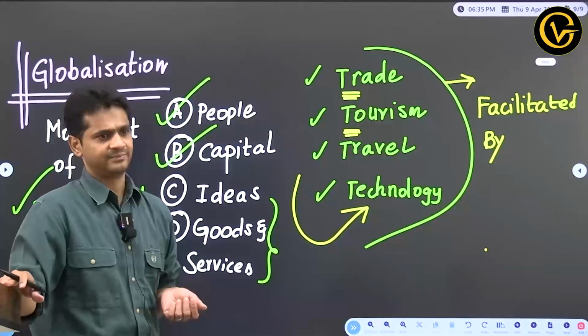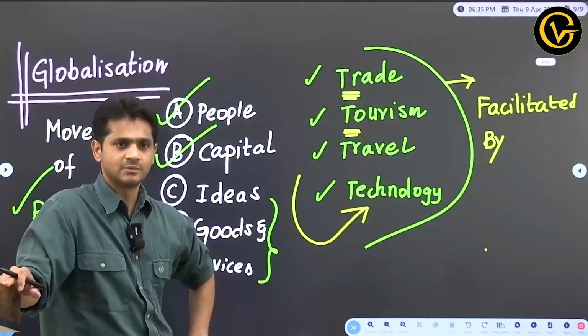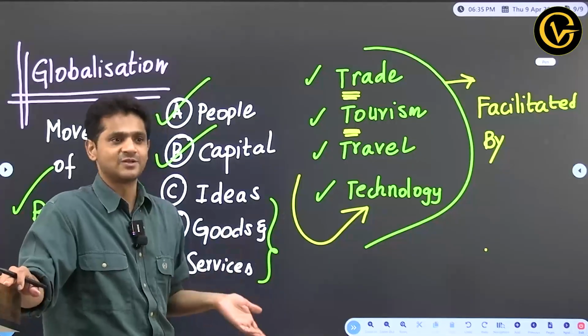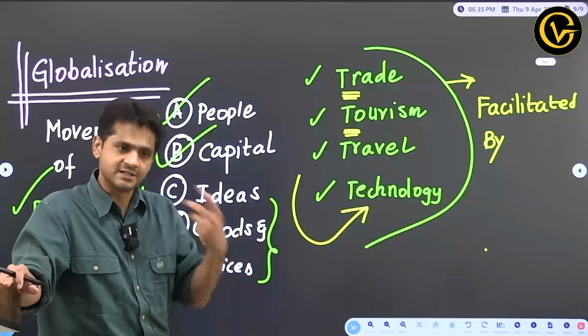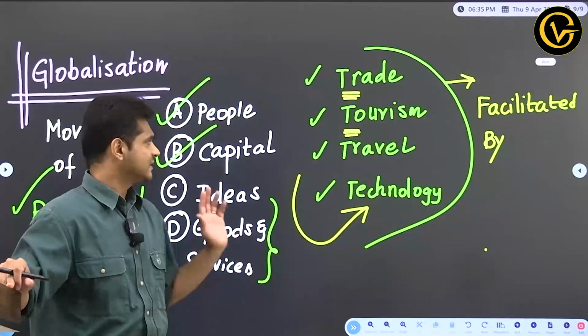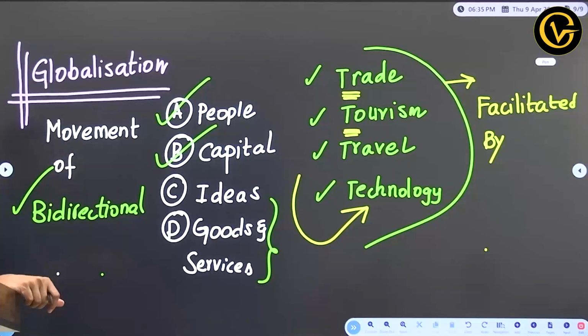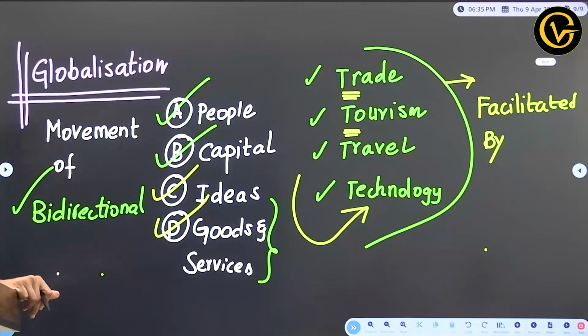Let's say internet, isn't it? These days we often place orders of some goods and services from other countries also, right? Technology, like this, different types of technology, not just digital technology. Technology also favors globalization. So this is globalization. Globalization is nothing but movement, bidirectional movement of people, capital, ideas, goods and services. What factors facilitate globalization? Trade, tourism, travel and technology.